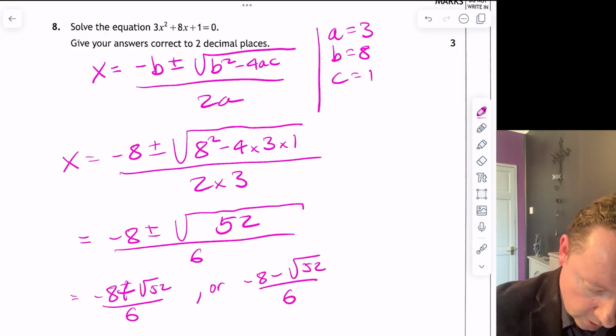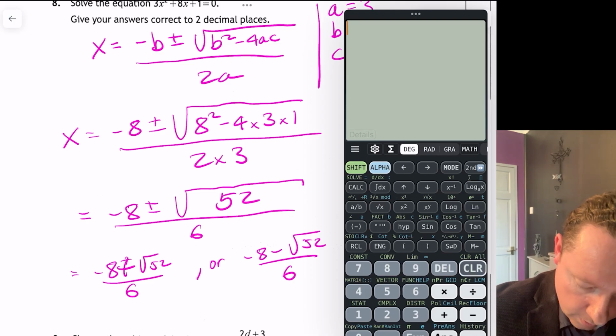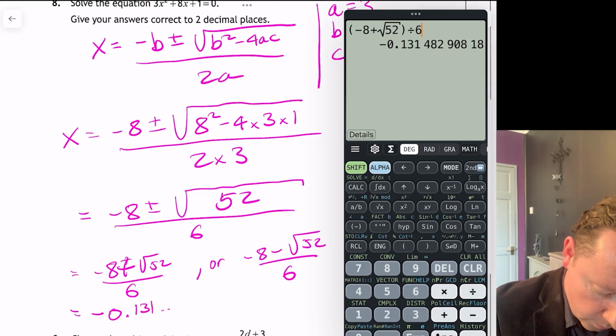So I'll work them out separately. Minus 8 plus root 52 over 6 is, always going rounded first, minus 0.131, which to 2 decimal places is minus 0.13. So there's my first answer.